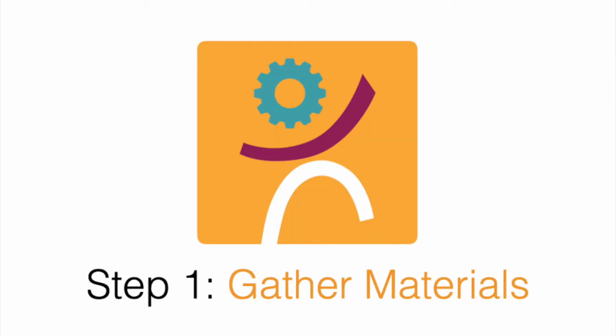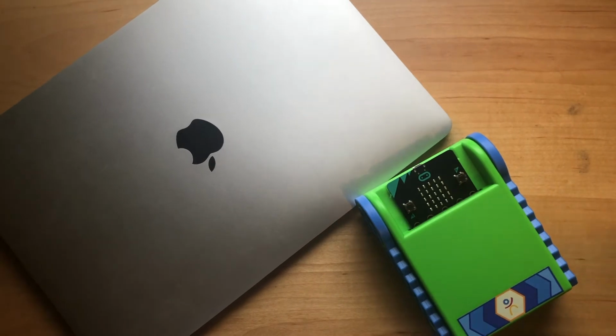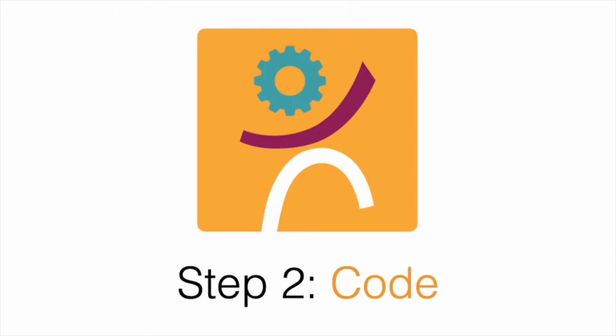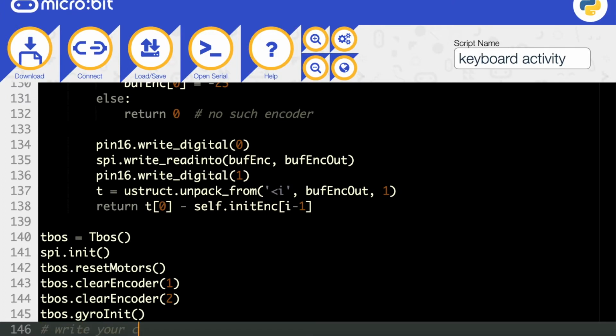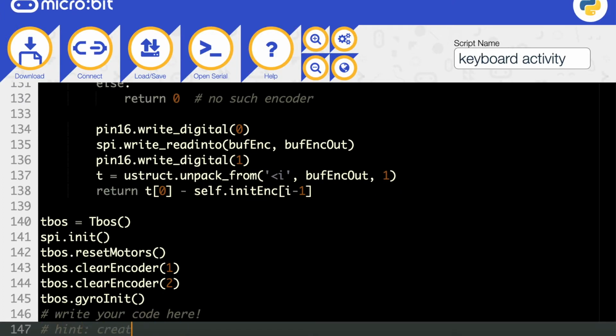Step 1. Gather materials. Gather a computer, a Trashbot, and a micro USB. Step 2. Code. Code a program that makes a keyboard with your Trashbot. One button should increase the note value, and the other should be a play button. Use a C major scale for reference.